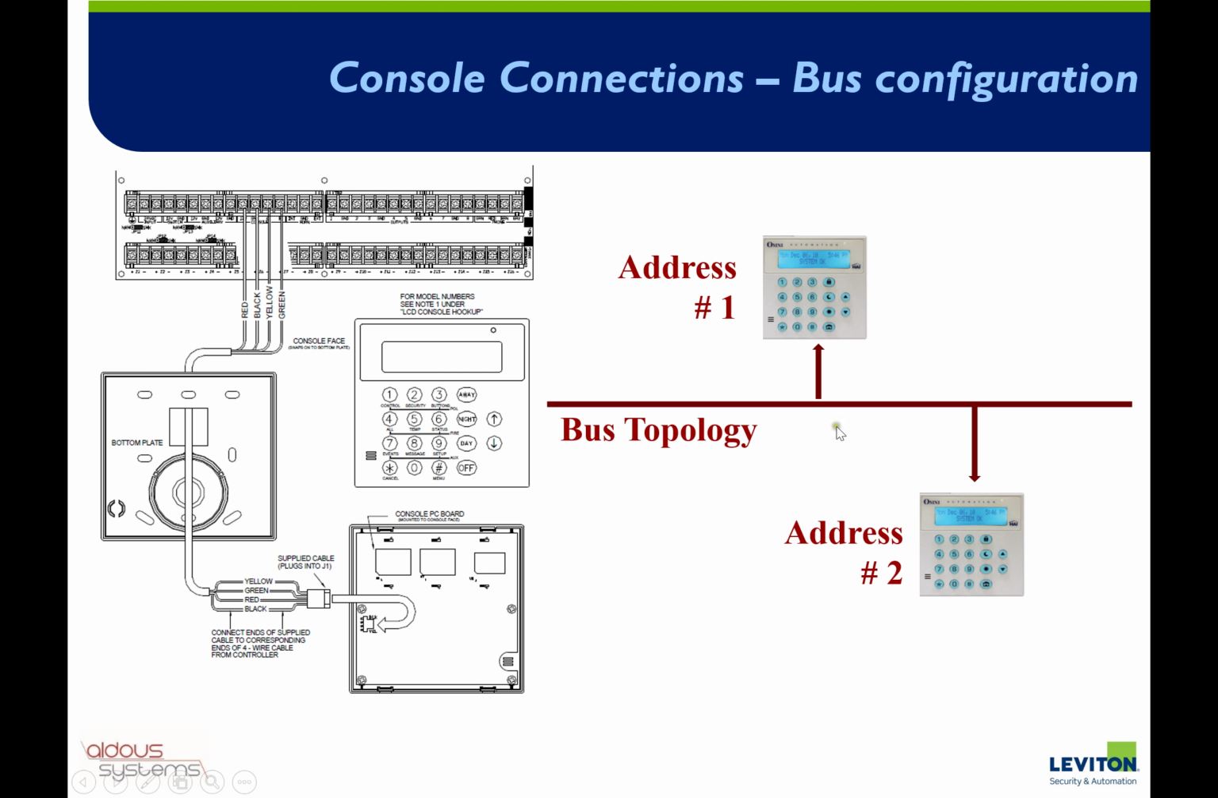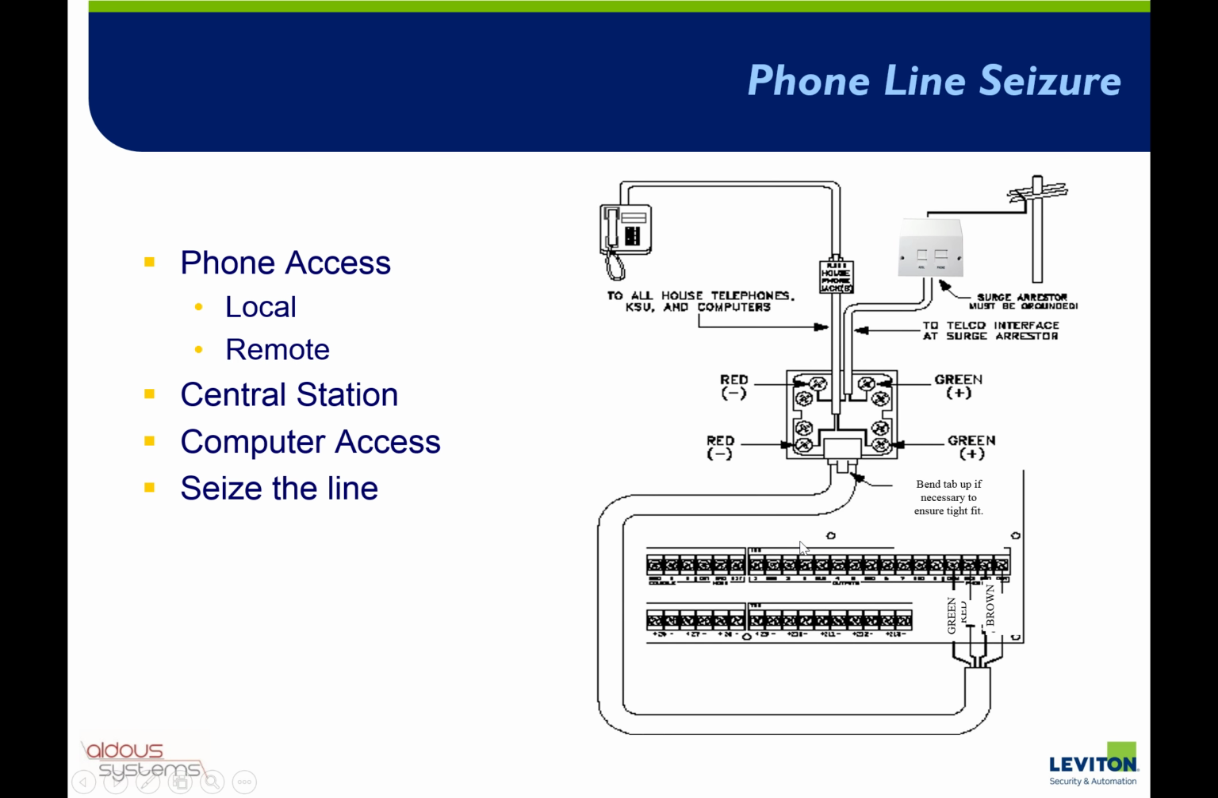If you do have multiple keypads or consoles as we call them, then they do need to be addressed. They all have to have a unique address so they can coexist on the bus, and they all wire to the same terminal, or indeed you can daisy chain them, whatever is the easiest way to cable it.